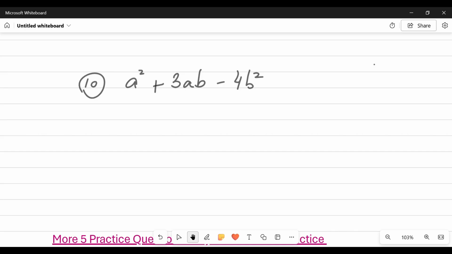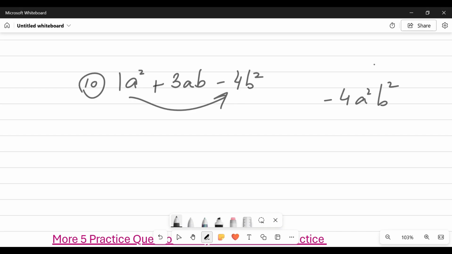The 10th one here, procedure is same. Okay, multiply 4b square with a square. Here coefficient is 1. It gives you minus 4a square b square, right? Now you need two factors. When you multiply, you will get 4. Okay, and when we subtract, you will get 3.